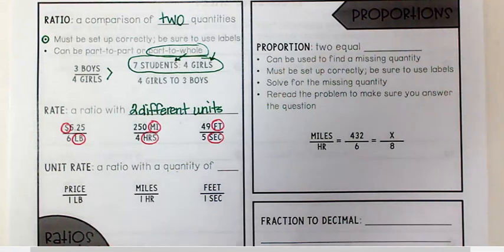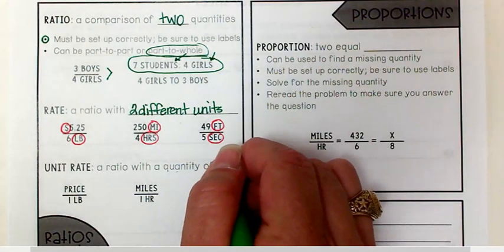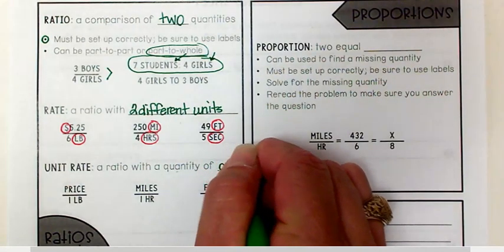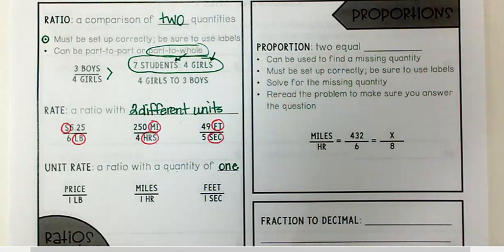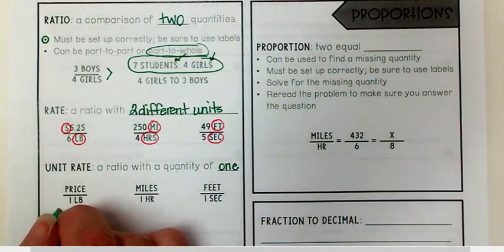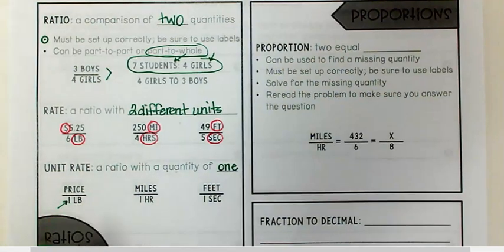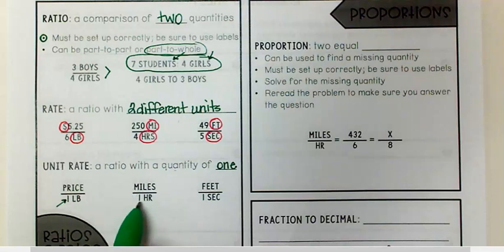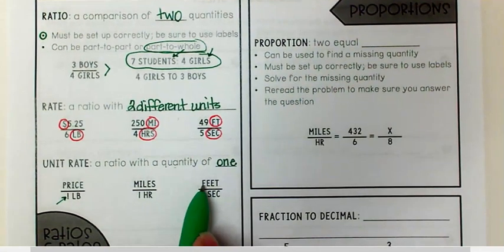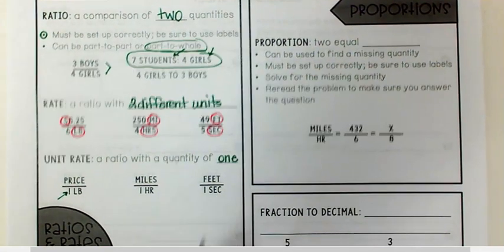A unit rate is a ratio with a quantity of 1. Typically the 1 is denoted in the denominator. Like, how much are you going to pay per pound of something? How many miles are you going to travel per hour? How many feet are you going to travel per second?